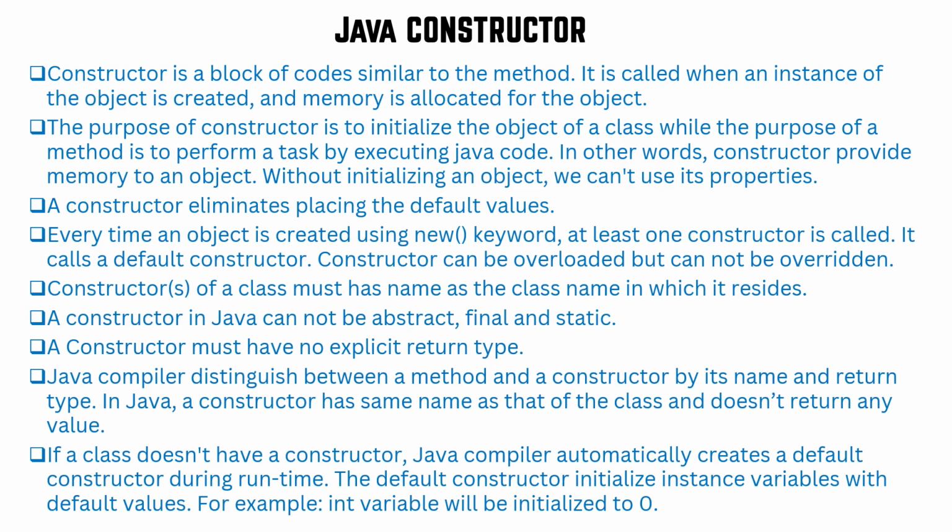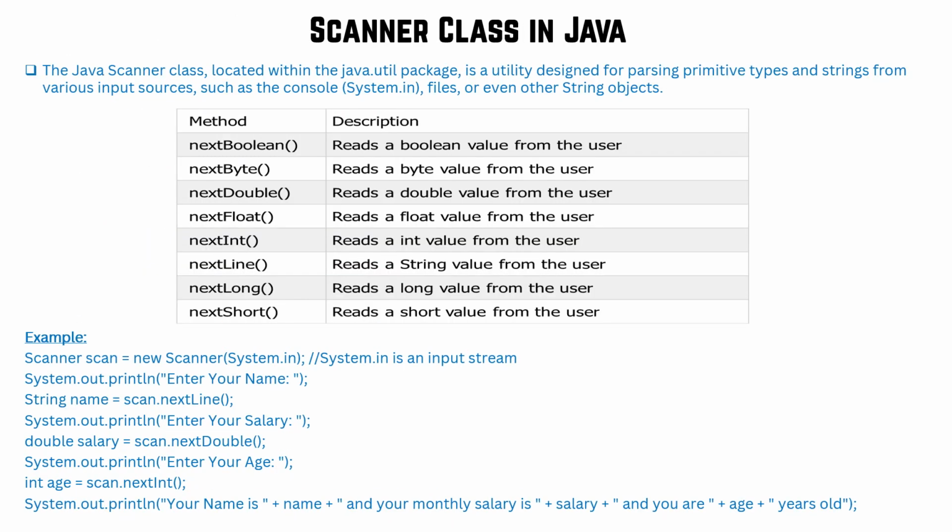Constructors can be overloaded, which means you can create constructors by changing the number of arguments or the type of arguments. The Java Scanner class, located within the Java utility package, is a utility designed for parsing primitive types and strings from various input sources, such as the console with the help of System.in, or files, or even other string objects.